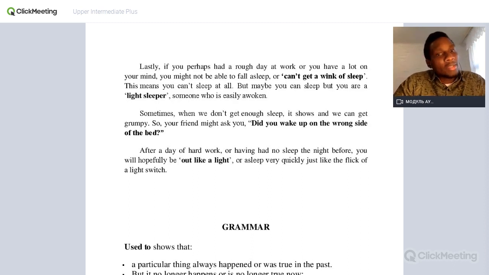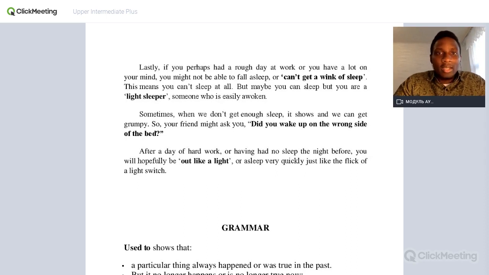Now, we have another one. It says, after a day of hard work or having had no sleep the night before, you will hopefully be out like a light, or asleep very quickly, just like the flick of a light switch. So we're going to go through this again.